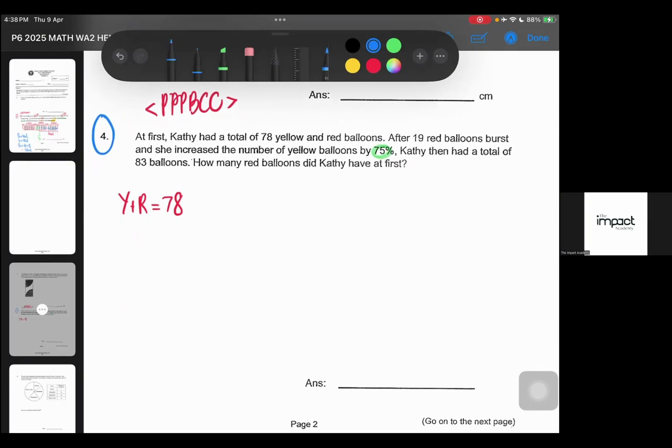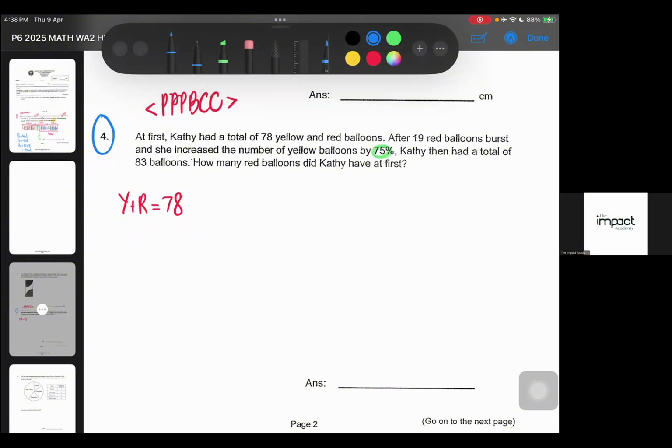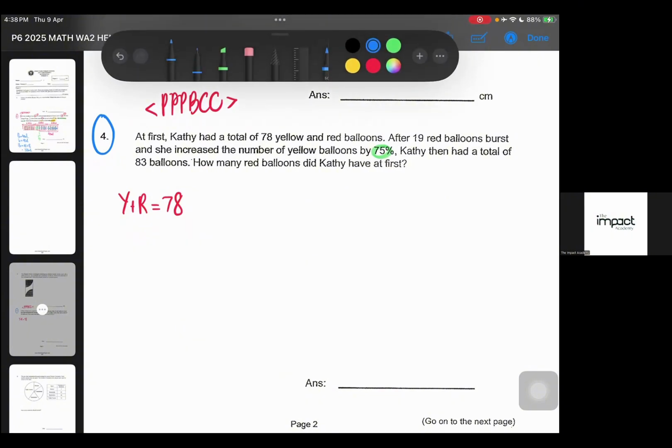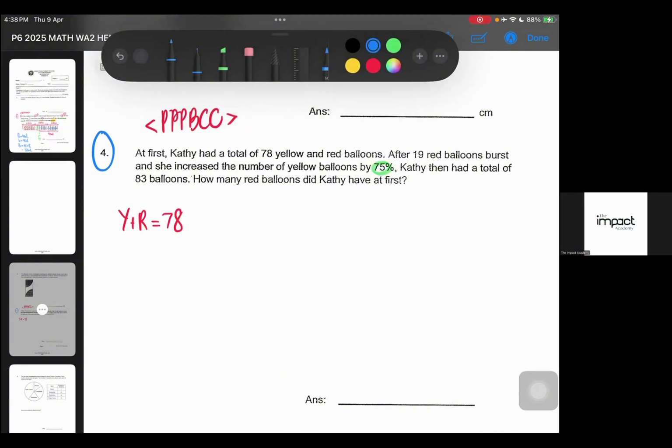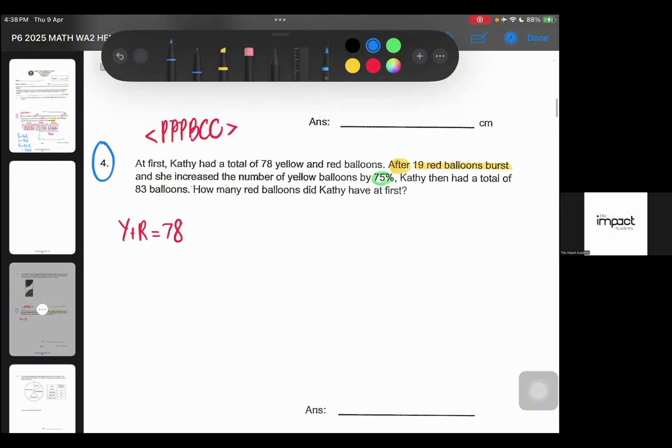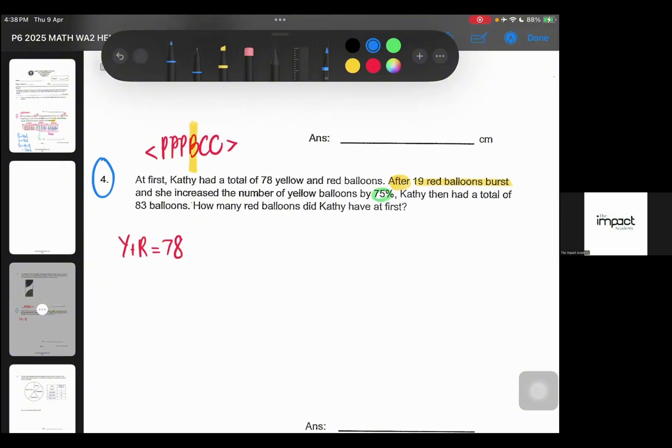Now, of course, once I'm done with this, what am I going to do next? Very simple. I will have to ask myself, which one specifically are they asking me or wanting me to find? Let's continue reading. It says, after 19 red balloons burst, you see, there is a change that is going on. The moment there is a change, immediately we know that this is a B. B stands for BNA. Does that make sense to you? All right, B stands for BNA.